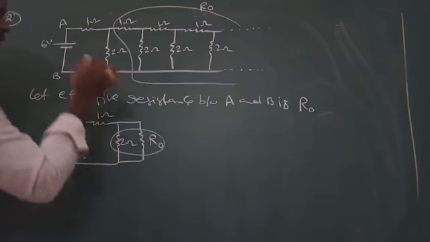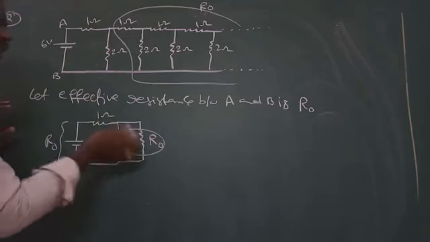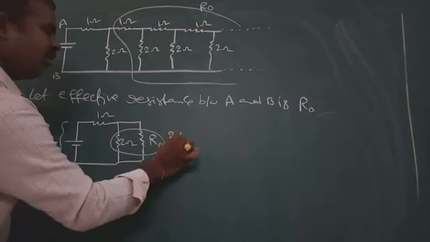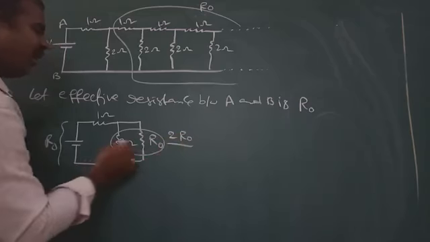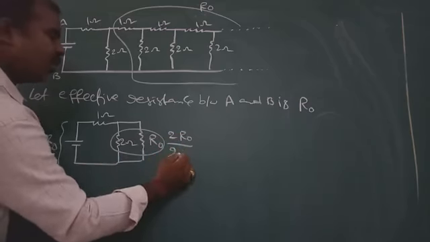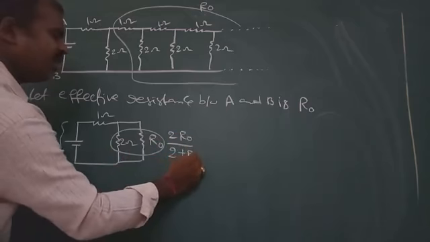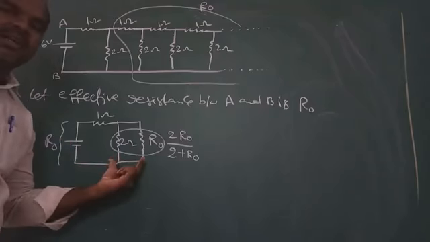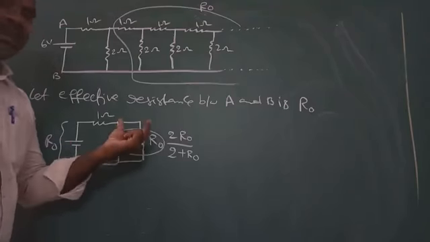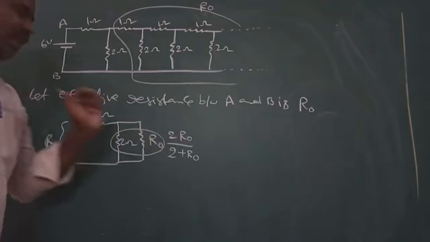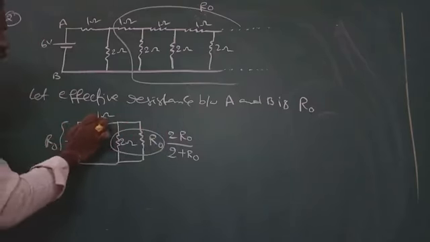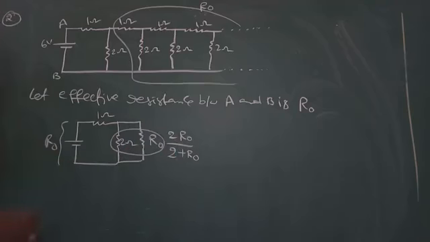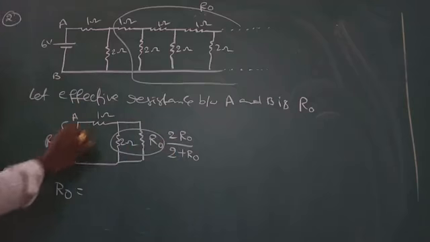Then this is the 2 ohm resistor. These two are in parallel, so the parallel effective resistance is 2R0 by 2 plus R0. When two resistors are connected in parallel, it is R1 into R2 by R1 plus R2. Again this 1 ohm is connected in series. Therefore, the effective resistance between A and B is R0.